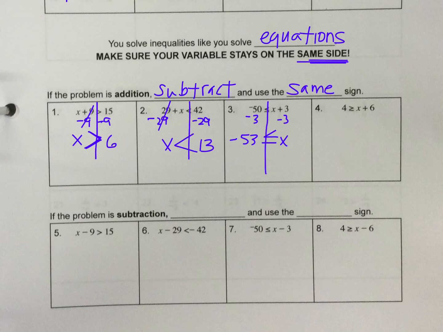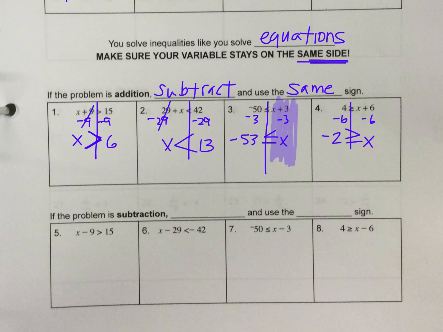Make sure, since my x started on this side of the line, it has to finish on this side. If you flip it over, then it will be wrong. All right, I'm going to subtract 6. 4 minus 6 is negative 2. X greater than or equal to sign. All right, addition's pretty clear.